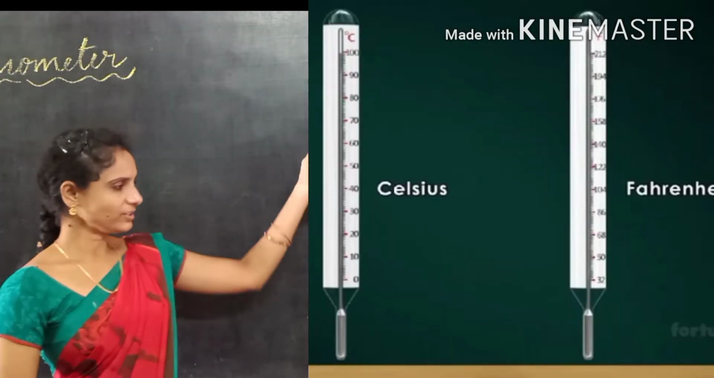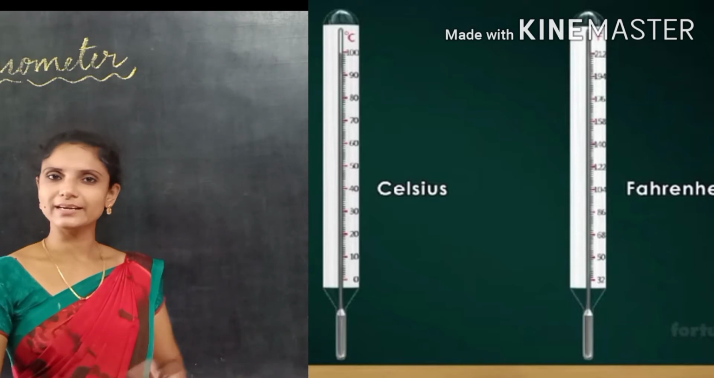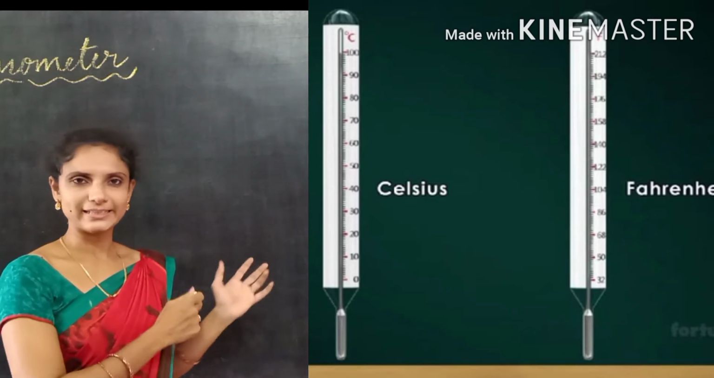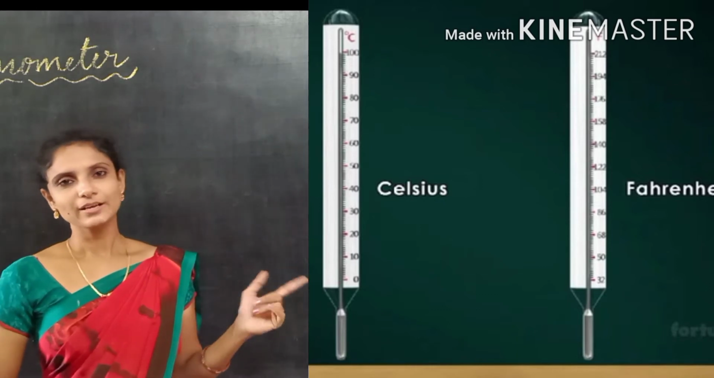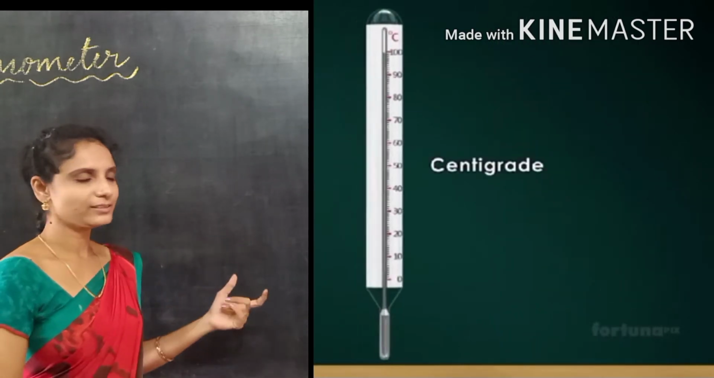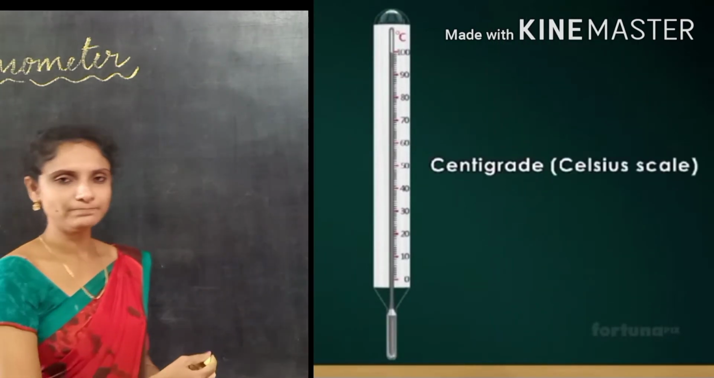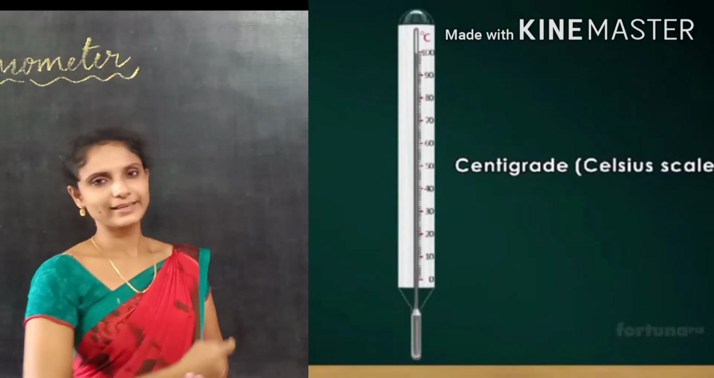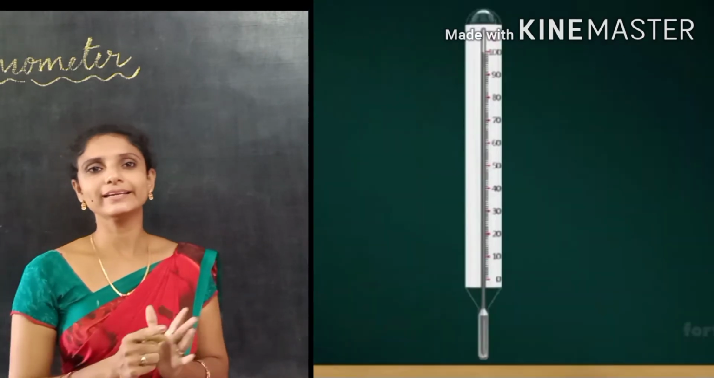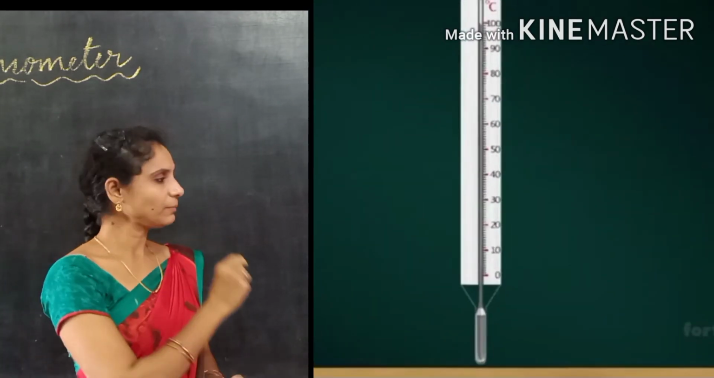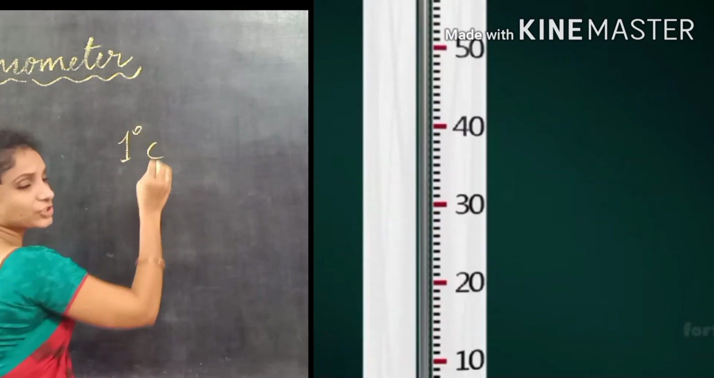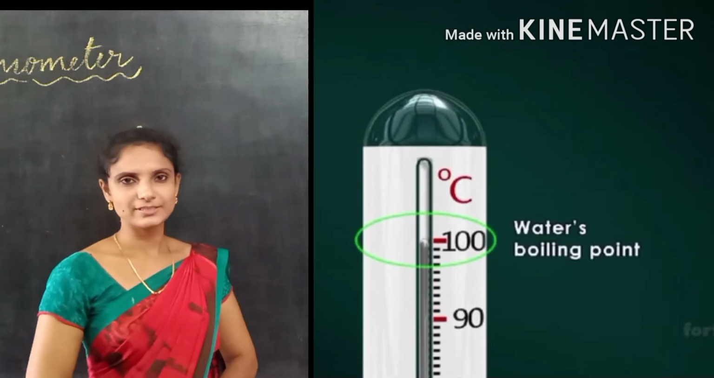Based on the scale, thermometers are divided into two types. The first one is the Celsius thermometer or centigrade thermometer, and the second one is the Fahrenheit thermometer. In the Celsius thermometer, the readings start from 0 degrees to 100 degrees Celsius. This scale is divided into 100 equal divisions. Each equal part denotes 1 degree Celsius.